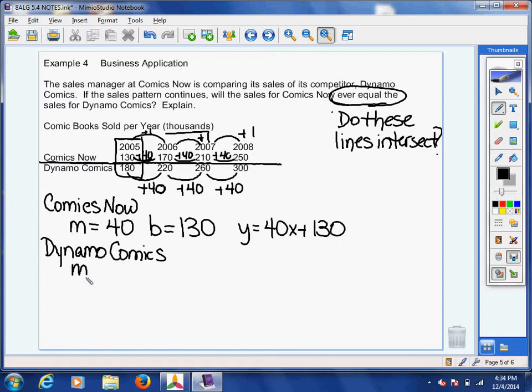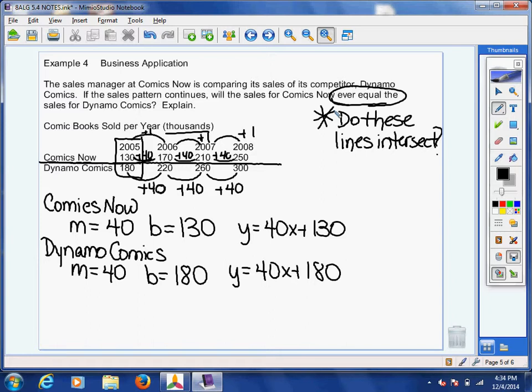So Dynamo Comics had an increase in their comic sales by 40,000 as well, but they started at a different place. They started at 180. So that means their equation is just a little bit different, same slope, but different y-intercepts. So we want to go back to this question right here.